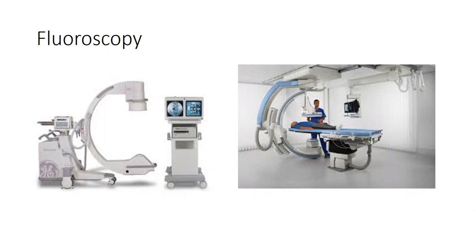Does that make sense? Okay, so C-arm or fluoro, you will see these machines in the OR. And when that machine's in the OR, you need to wear a lead apron. Okay, what parts of your body do you need to protect?